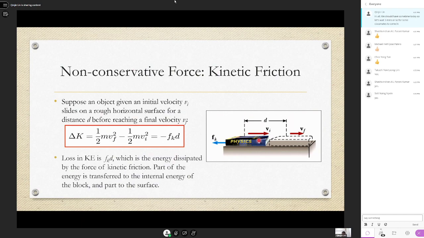Which could be unwanted. Usually heat, sound, all this is unwanted most of the time. But from the energy point of view, this is how it works. The total energy must be the same.